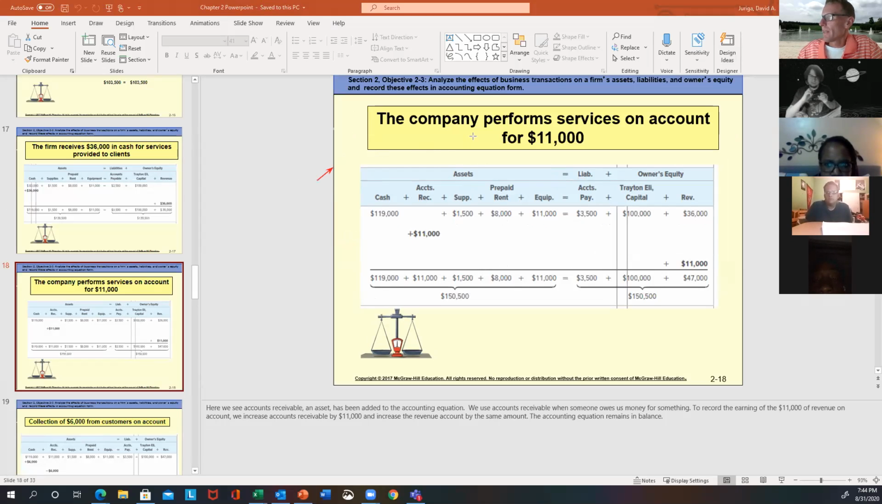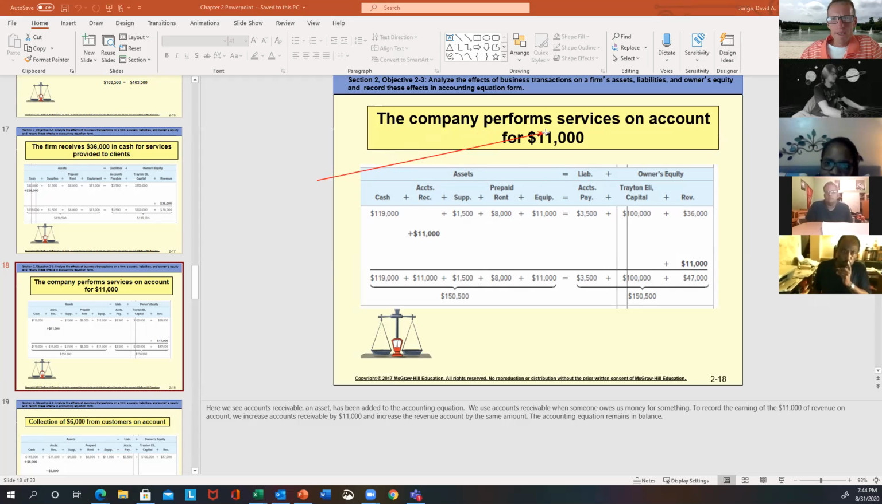Most of these initial problems that we look at in the first few chapters, most of the businesses are consulting or service type businesses. So to earn your revenue, they're going to say perform a service. It could be a tax person performing taxes. You could be a dentist performing a service. Performing a service means revenue. And there are going to be two types of revenue: cash revenue and credit revenue. This is credit revenue, meaning we earned it, but we haven't been paid yet.